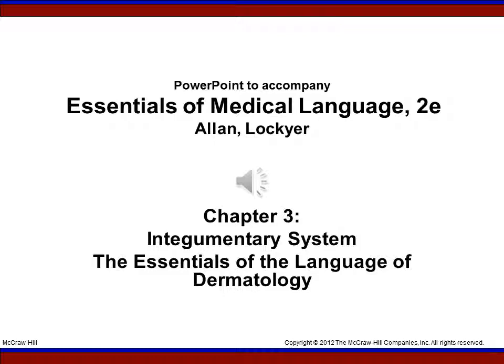The first learning outcome or objective is to apply the language of dermatology to the skin and its associated organs. The second learning outcome is to comprehend, analyze, spell, and write the medical terms of dermatology. The third learning outcome is to recognize and pronounce the medical terms of dermatology. And the fourth and final outcome is to describe the etiology, treatment, and prognosis of common dermatologic conditions.